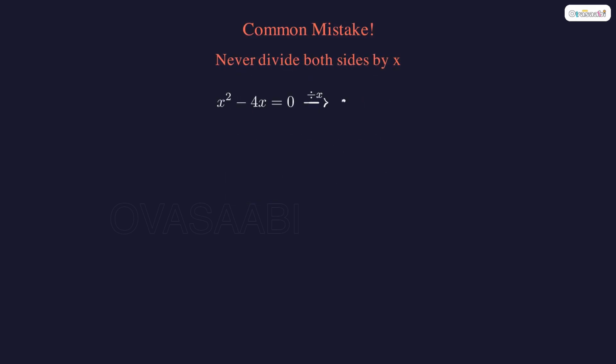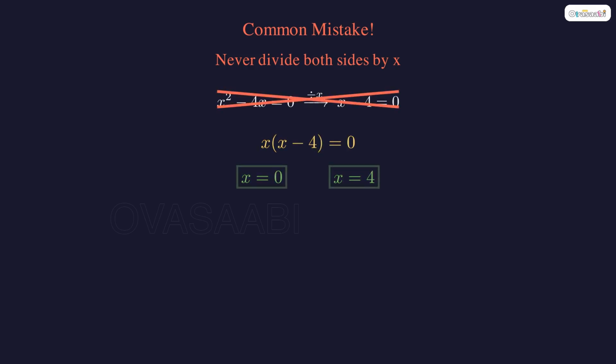Common mistake. When you have x squared minus 4x equals 0, never divide both sides by x. You will lose the solution, x equals 0. Instead, factor out x to get x times (x - 4) equals 0.